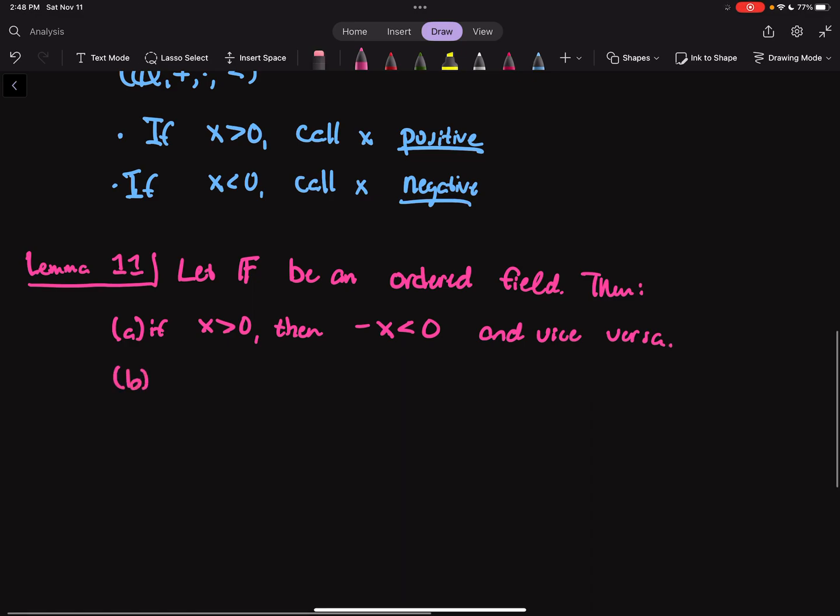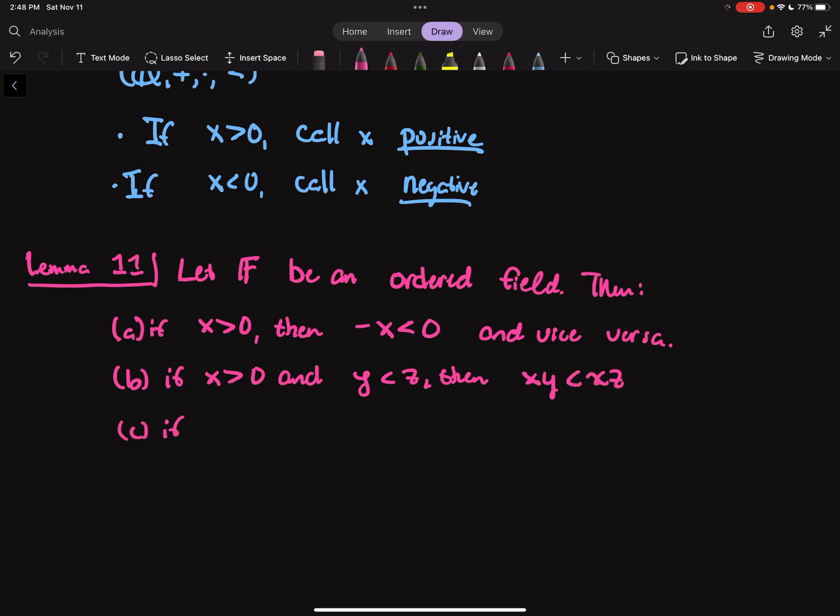And if x is positive and y is smaller than z, then xy is less than xz. If x is negative and y is smaller than z, well, then it reverses the sign from above. So xy is less than xz, or xy is bigger than xz, I'm sorry.